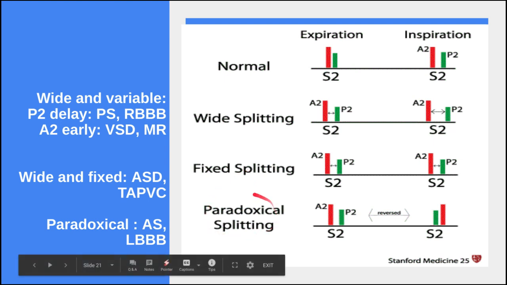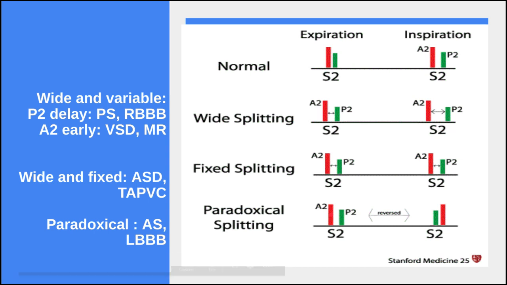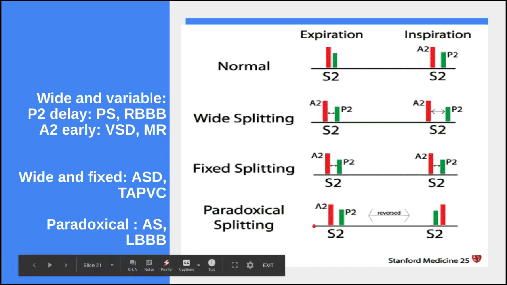Then paradoxical splitting is seen in aortic stenosis and left bundle branch block. So in this condition, there will be reverse splitting.